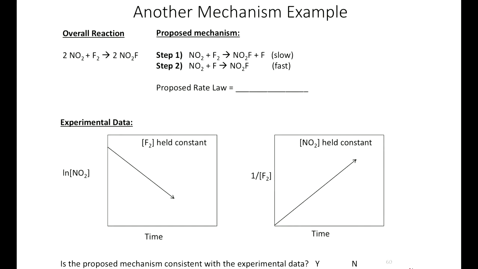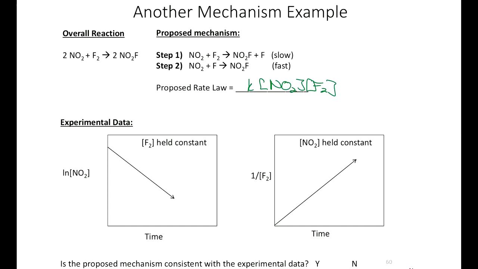Okay, here's another mechanism, and this time I have integrated rate law stuff. So tell me, what is the rate law given this proposed mechanism? K times NO2, F2, and that's it, because the first step is the slow step. Great. And just like in the previous example, we saw data that suggested that NO2 was first order and F2 was first order. So let's do that same idea, but now with the integrated rate laws, the graphical method, where we use the integrated rate laws to understand how we graph the data.